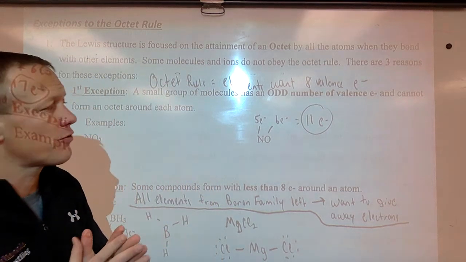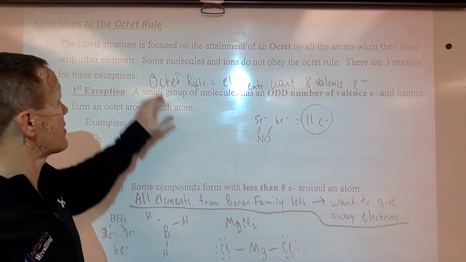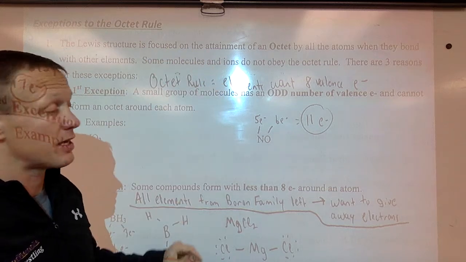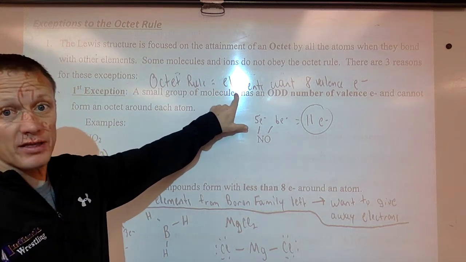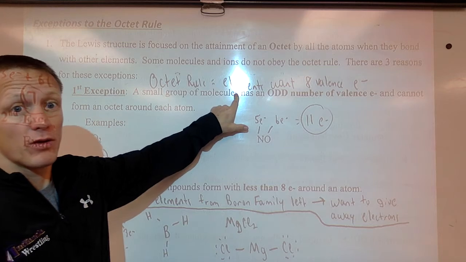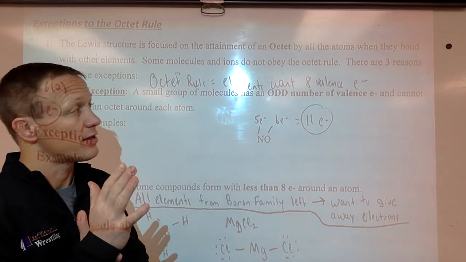This is a short video on page 3 of your notes, which is on exceptions to the octet rule. The octet rule states that elements want 8 valence electrons, which hopefully by now you know. All elements want to get 8 valence electrons.